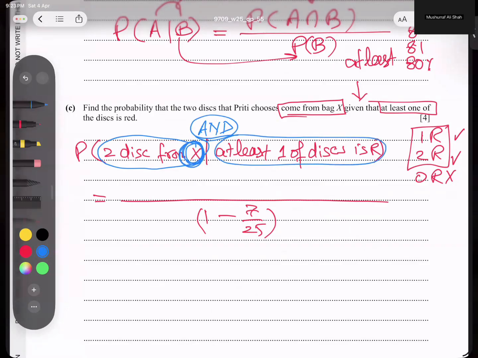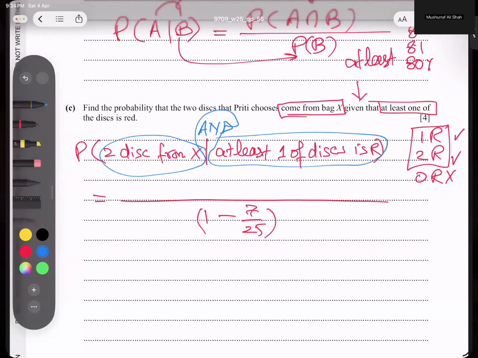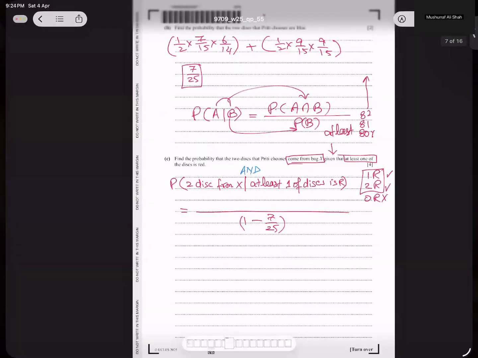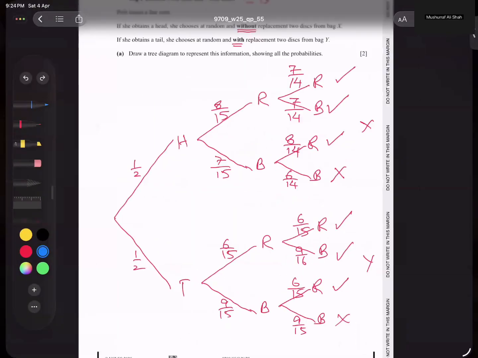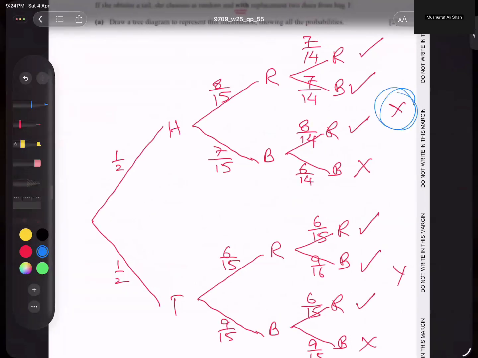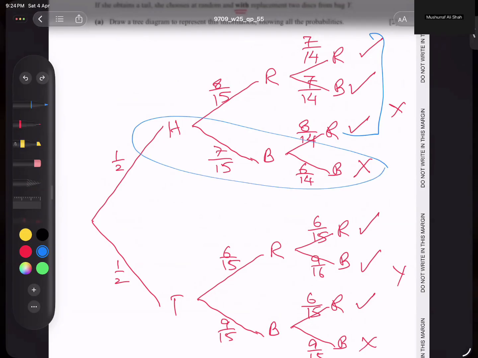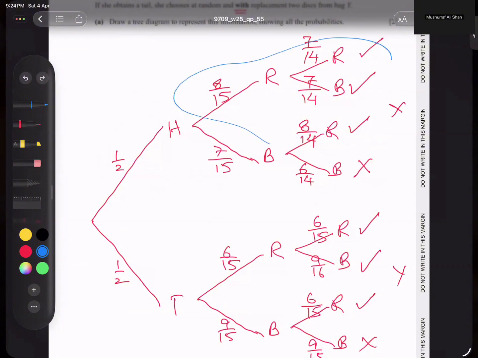So we have to concentrate only on bag X, and at least 1 red must be there. Go back and see bag X. So it means bag X is this, and we need these 3 branches. Why 3 branches? Because he said at least 1 red. All you can do is find this branch and subtract from 1. So no problem at all. I repeat my words: you find these 3 branches, or to save time, find this branch and subtract from 1. Then you will automatically get these upper branches.